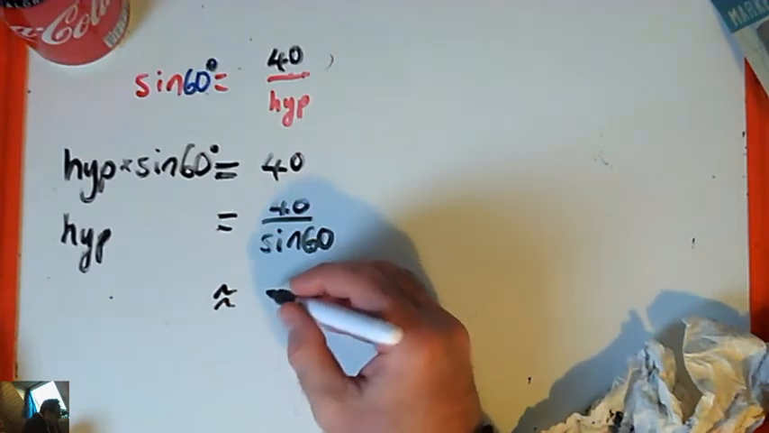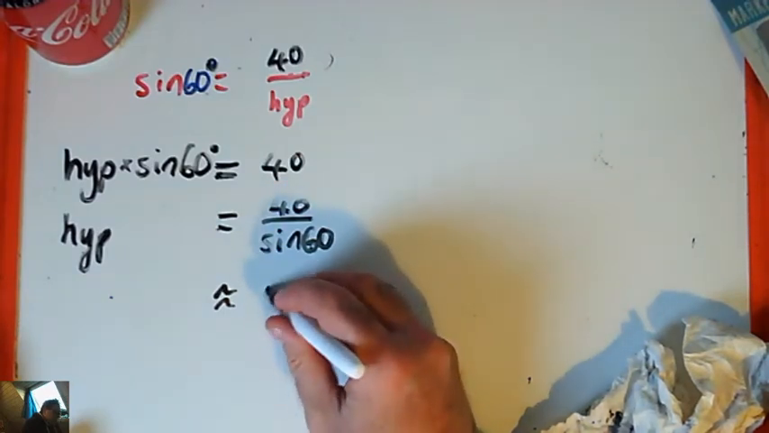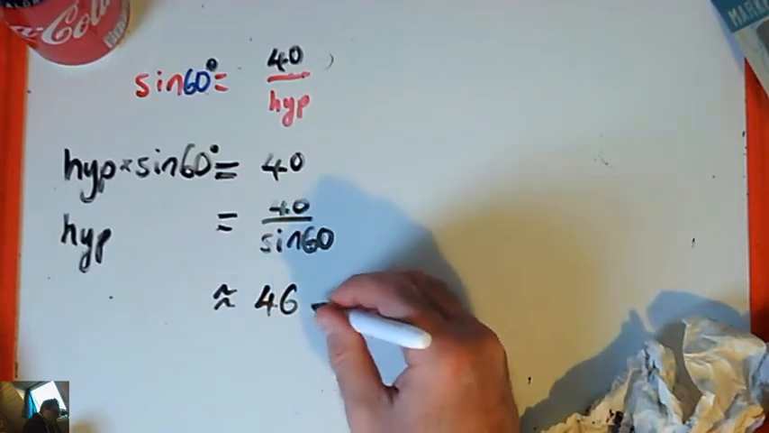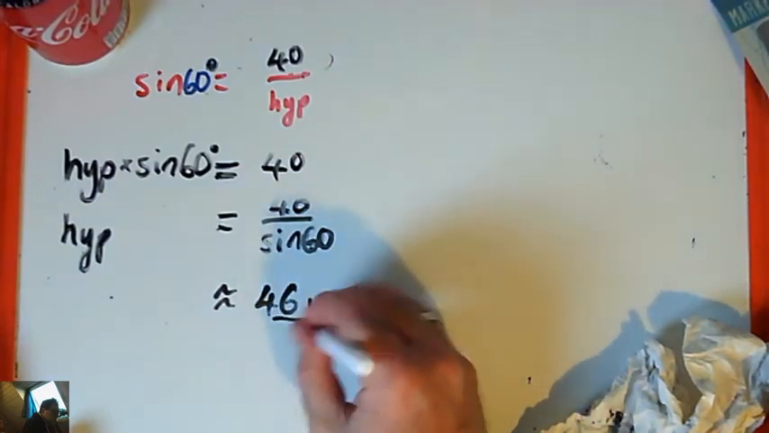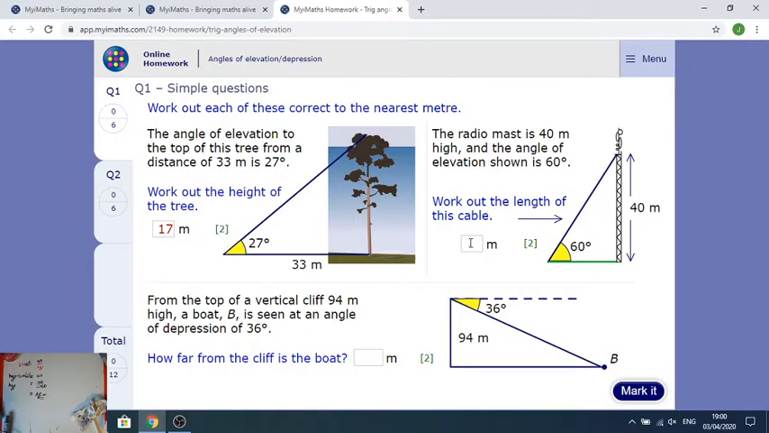46.18, so about 46.2, but actually we've got to do them to the nearest whole meter, haven't we? So 46 meters in this case. So I'm going to get onto my iMath screen now, and I'm going to type in 46 and look at the next question.